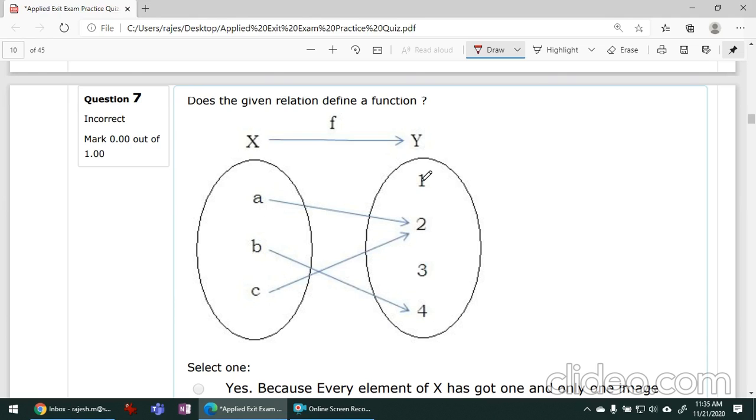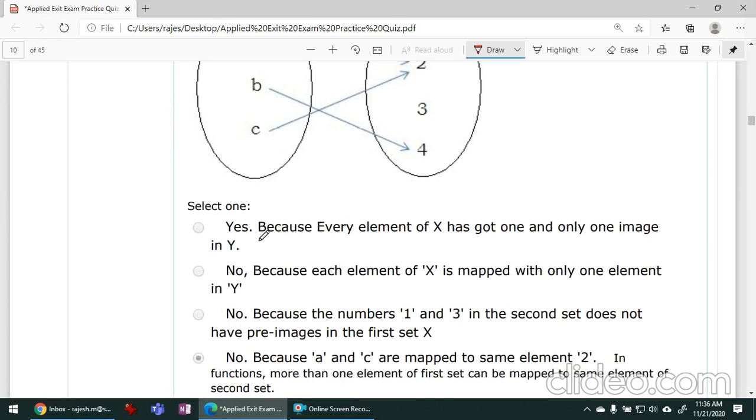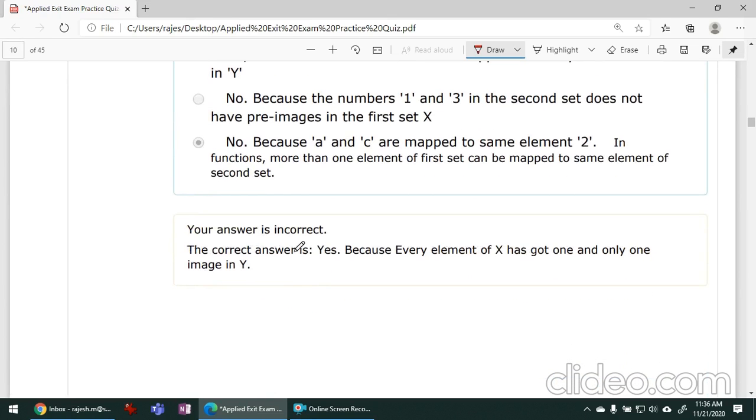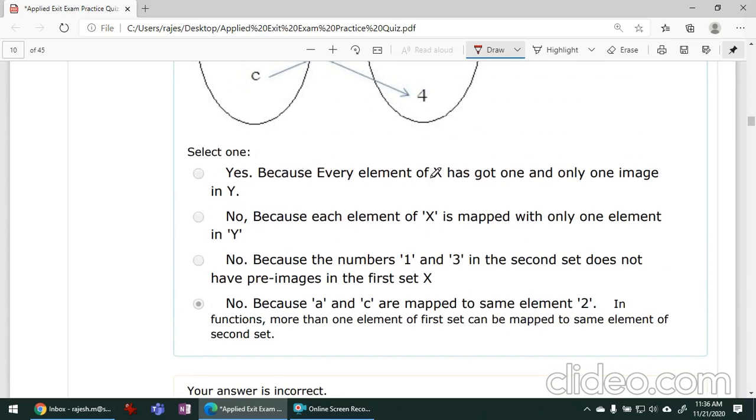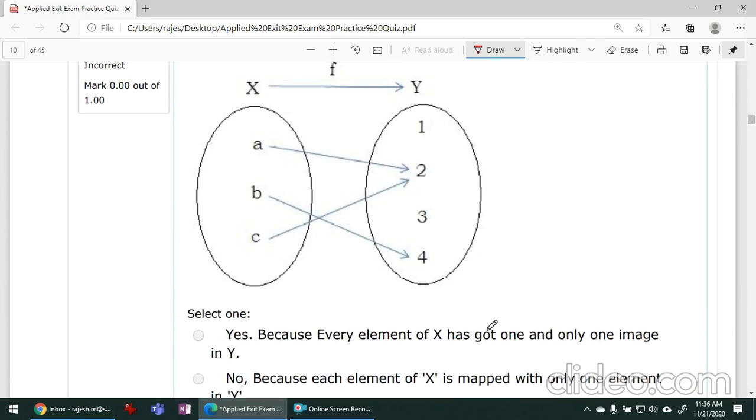If A had two lines, then no, it is not a function. Suppose B had two lines, or C had two lines, or A did not have any line, then also it is not a function. But here all the elements A, B, C have only one line, so this is a function. The correct answer is yes, because every element of capital X has got one and only one image in Y. So this is a function.